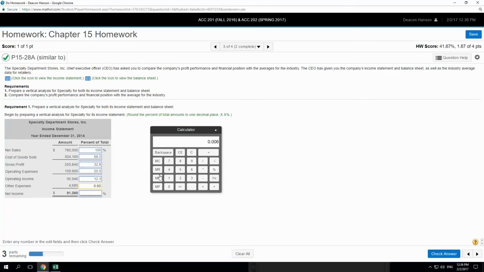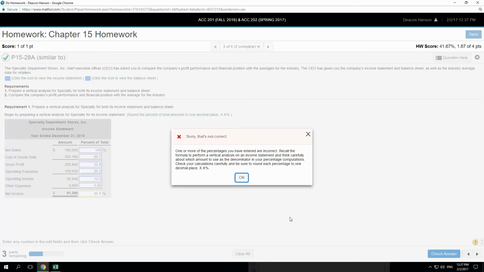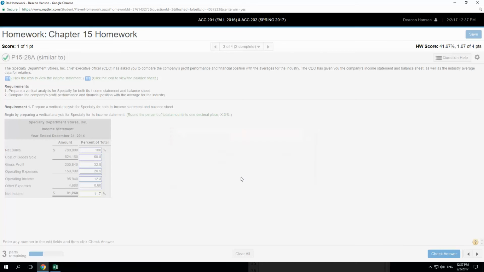Okay, and then net income of 91,260 divided by 780. And if we did our math right, 11.7%, we should check out. Kind of cross our fingers here. Okay, we made a mathematical error. One or more of the percentages you have entered are incorrect. Recall the formula to perform vertical analysis on the income statement and think carefully about which amount to use as the denominator in your percentage computations. Check your calculations carefully. Be sure to round each percentage to one decimal place.